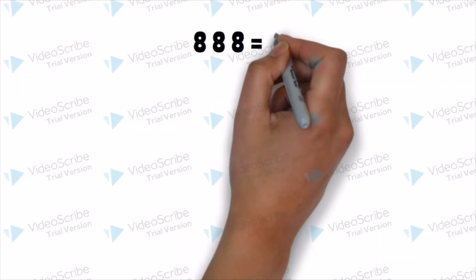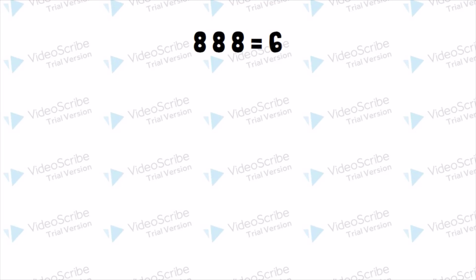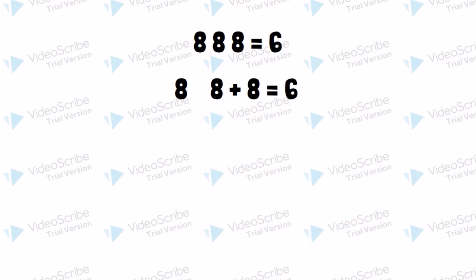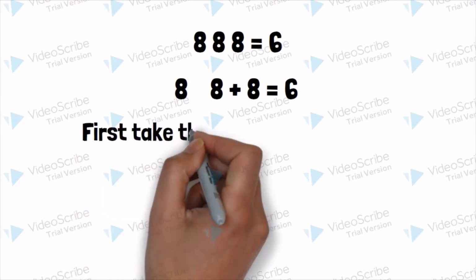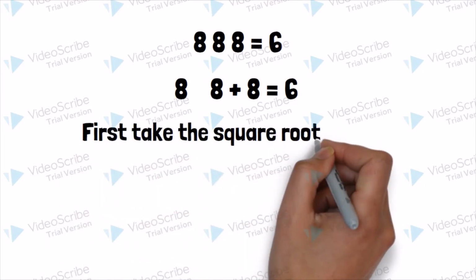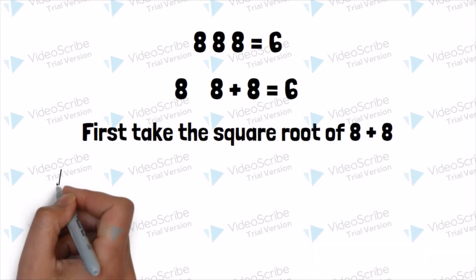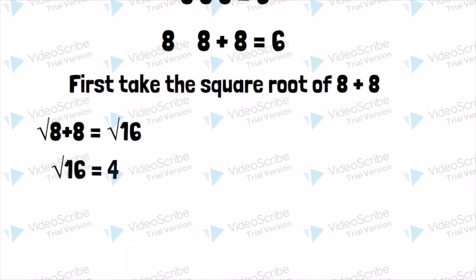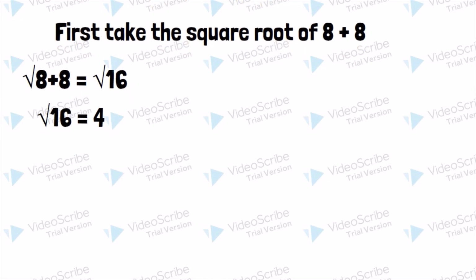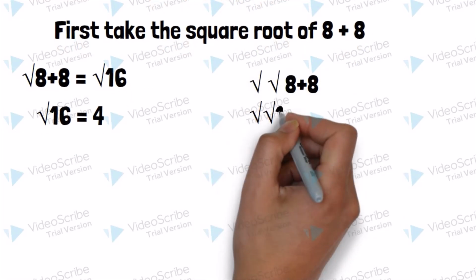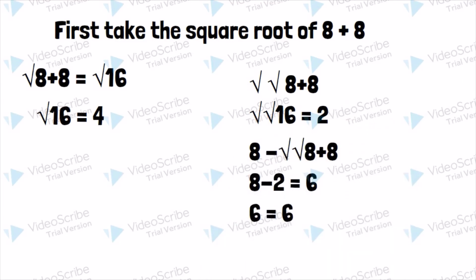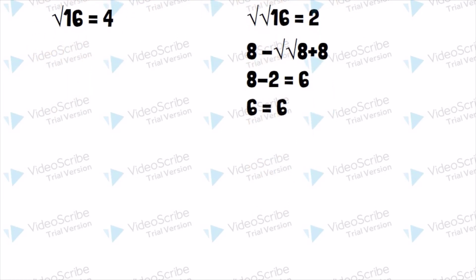Now let's take 8, 8, 8 equal to 6. Now how do we solve it? Many people consider this the hardest one. So we'll write it as 8, leave a space, and then write 8 plus 8 equal to 6. First we'll take the square root of 8 plus 8, which gives root 16. Now root 16 equals 4. Then we'll take one more square root, of root 8 plus 8, which will give you root 16 equal to 2. We'll take it as 8 minus root 8 plus 8, which is 8 minus 2 equal to 6.